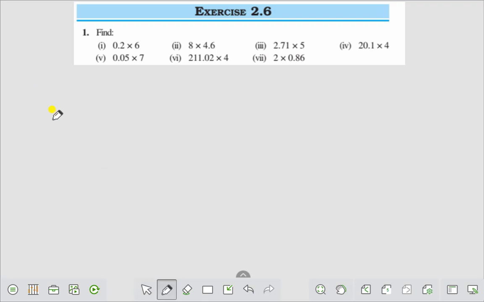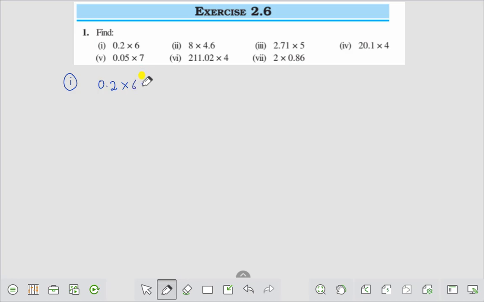Question number 1 is: find 0.2 into 6. Now let us write once again, that is 0.2 into 6.